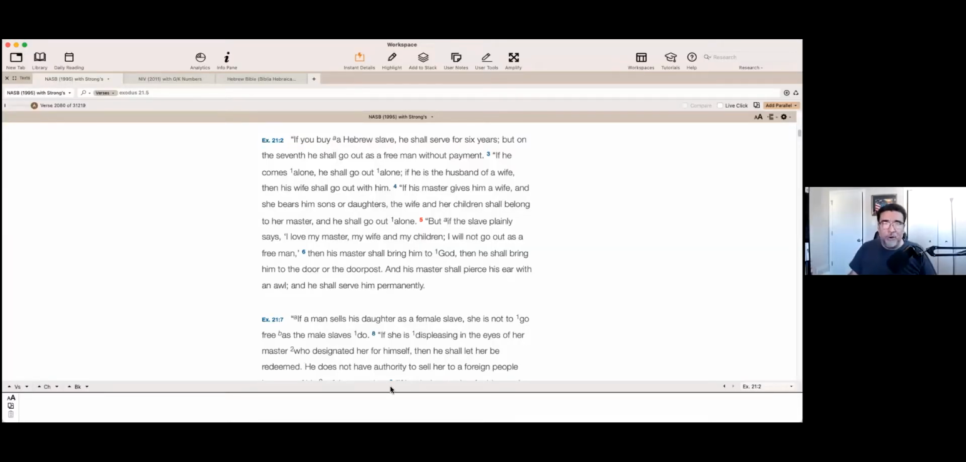So let's go back to the text here. If the master gives him a wife, she bears him sons or daughters, the wife and her children shall belong to her master, and he shall go out alone. So when the time comes for him to be freed, whoever came with him into the arrangement goes free with him, because the master has no claim to anything that he had with him, including his wife and his children, when he first got into the arrangement. And it was an arrangement. But if while he was in his service, that's when he met his wife, then the owner has certain rights, and the person who's going free cannot take her with him or take the children with him.